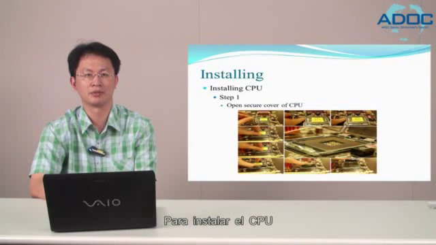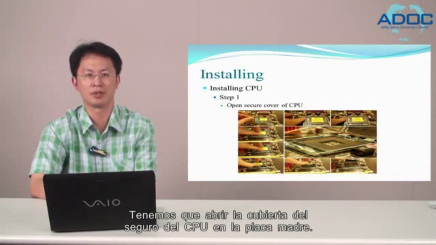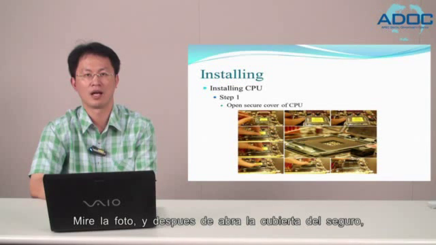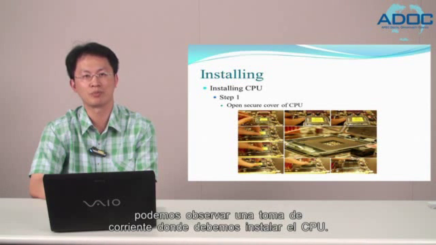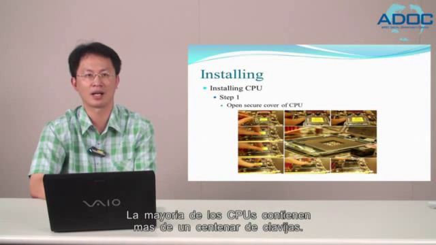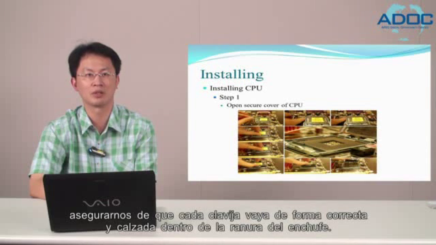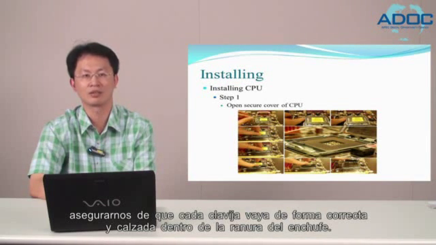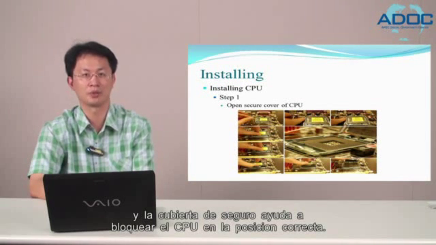To install a CPU, step 1. We need to open the secure cover of the CPU on the motherboard. Look at the pictures. After we open the secure cover, we can see a socket where we should install the CPU to. Most CPUs contain more than 100 pins. So to install the CPU, we have to be gentle and make sure each pin goes to the correct slot and ties to the socket. And the secure cover helps to lock the CPU in the right position.